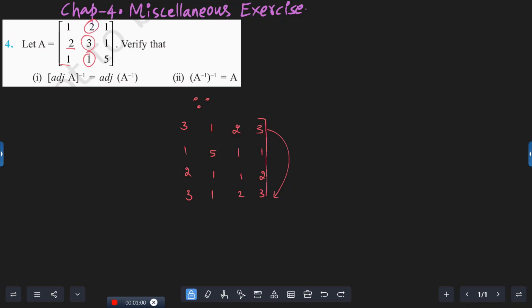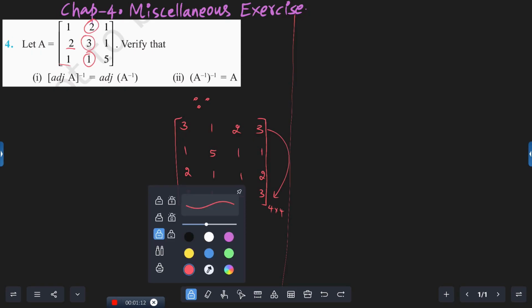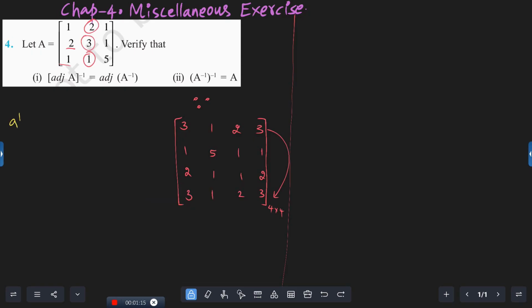This will be very, very important. This is the idea we are using to find the adjoint of a 3 by 3 matrix very easily. Okay, right, fine. First, adjoint A means we are finding the left hand side, no? So the adjoint of A we need, right?